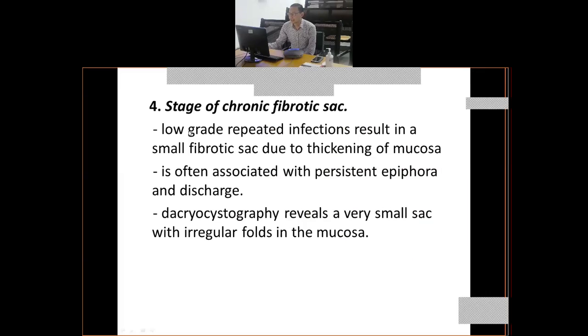Then the last stage is the stage of chronic fibrotic sac. Low-grade repeated infection results in a small fibrotic sac due to thickening of the mucosa. It is often associated with epiphora and discharge. Dacryocystography reveals a very small sac with irregular folds in the mucosa.